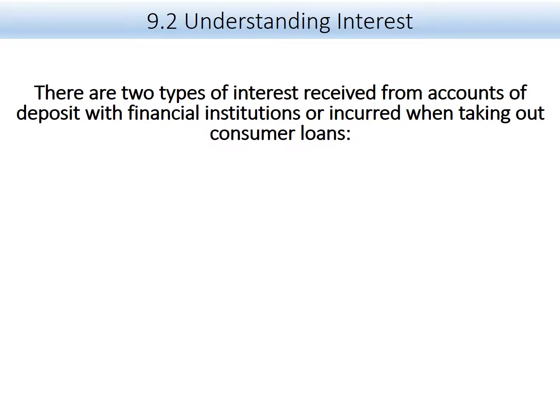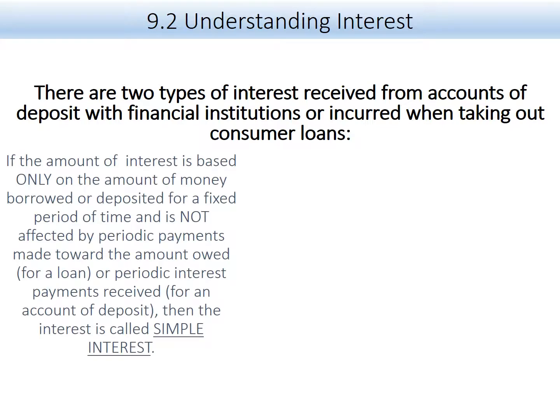There are two types of interest received from accounts of deposit with financial institutions or else incurred if you're taking out a loan. If the amount of interest is only based on what you borrowed or deposited for a fixed period of time and is not affected by the periodic payments made toward the amount owed if you're taking out a loan, or the periodic interest payments that you receive if you're depositing money, then that interest is called simple interest.